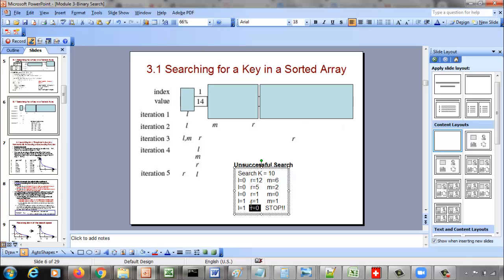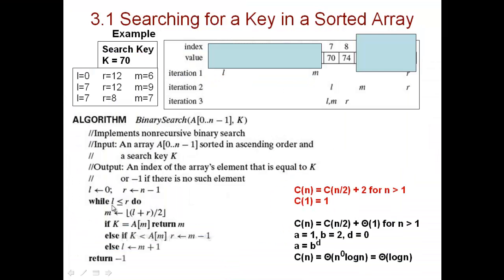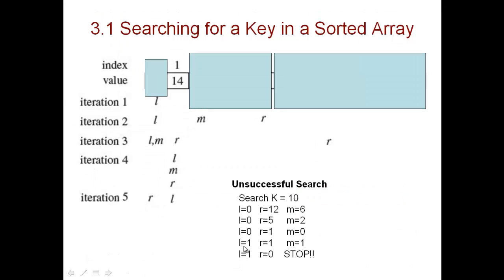And you see now the left index has become greater than the right index, and that is when the algorithm will stop, because as you see in the pseudocode, you do all these things when the left index is less than or equal to the right index. The moment the left index becomes greater than the right index, you have to stop. That's how you analyze the algorithm, and this is for an unsuccessful search.